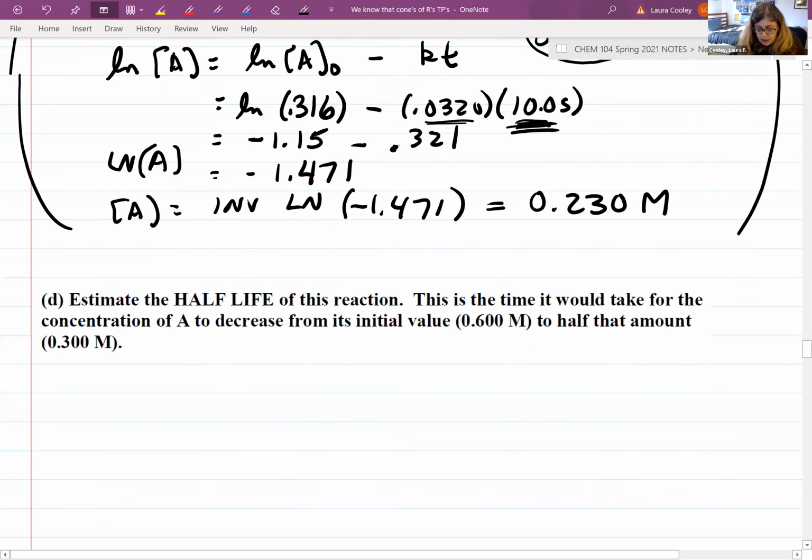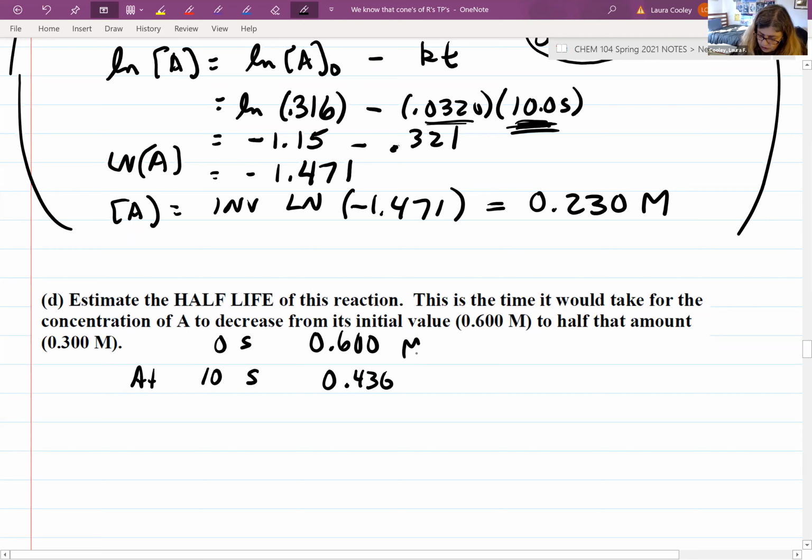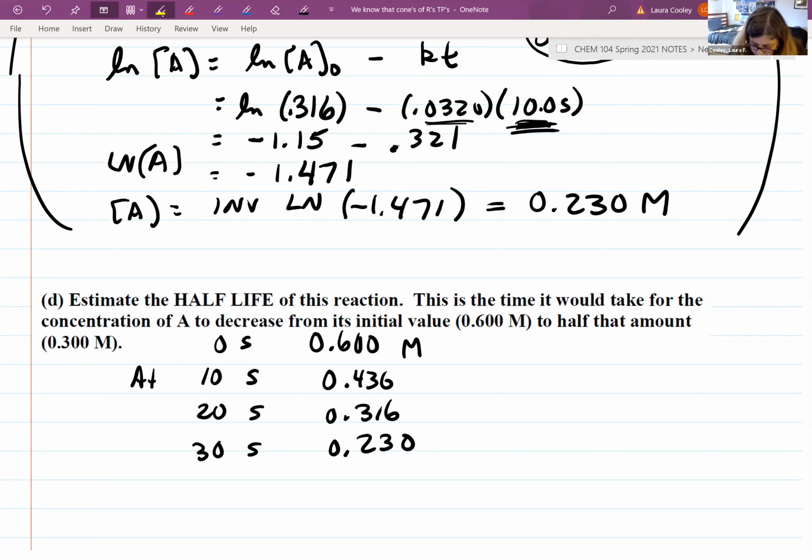All right, so now let me write down the numbers that we have so far. At 0 seconds, it started at 0.6. At 10 seconds, it was 0.436 molar. At 20, it was 0.316. At 30, it was 0.230. So now it says estimate the half-life of the reaction. This is the time it would take for the concentration to decrease to half of what it was initially.